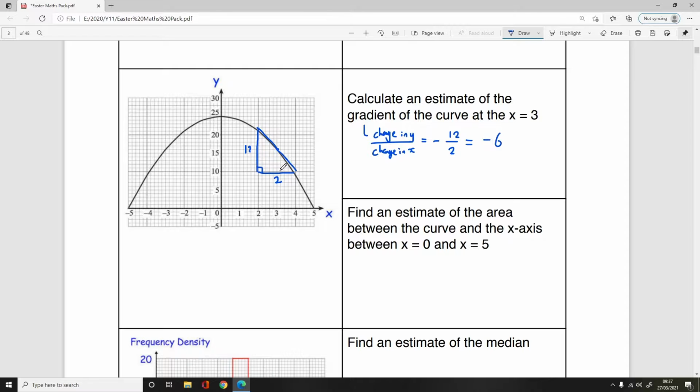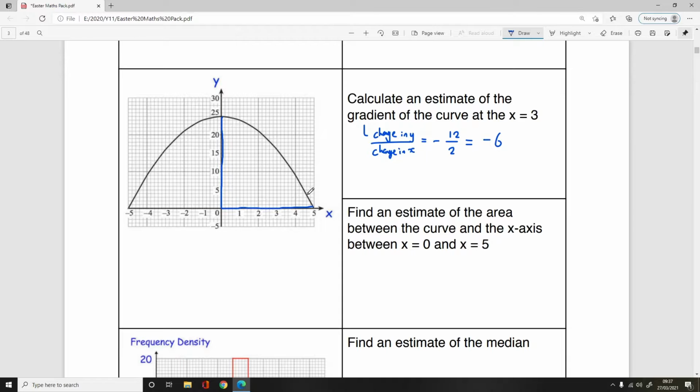Second one is we want to find an estimate of an area between the curve and the x-axis between 0 and 5. Now you quite often see this in distance time questions, where they want you to estimate a distance travelled underneath a speed graph by finding its area. What it wants us to do is to estimate the area here.